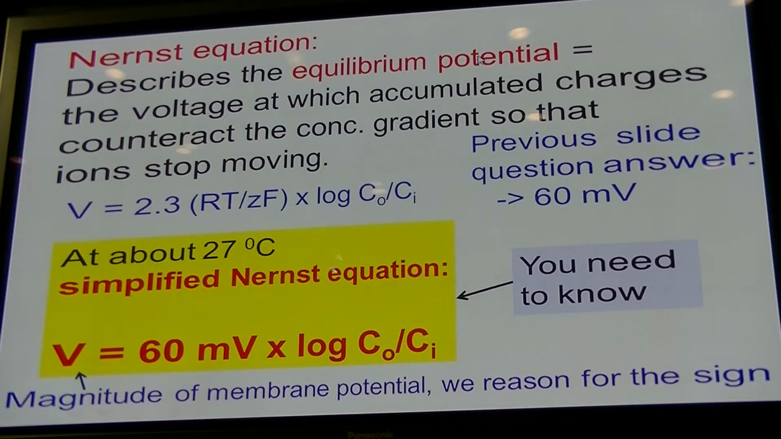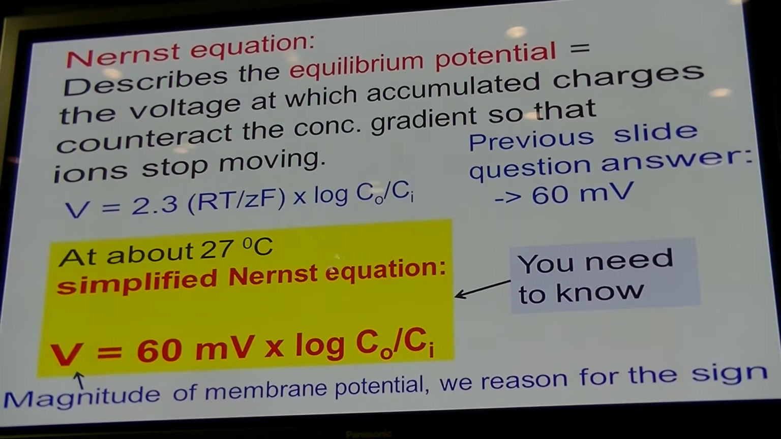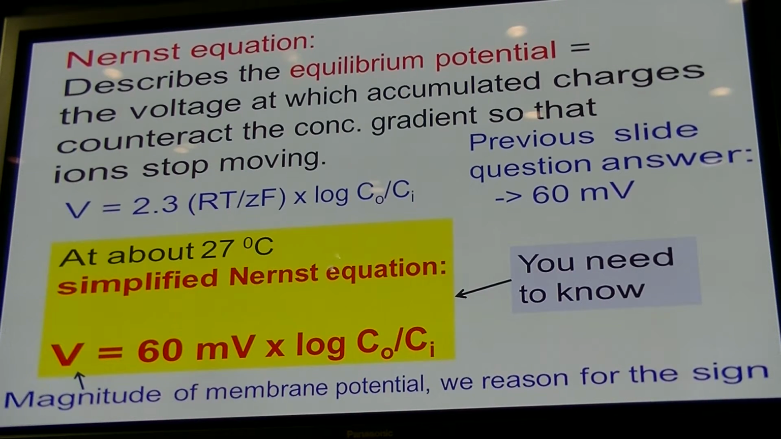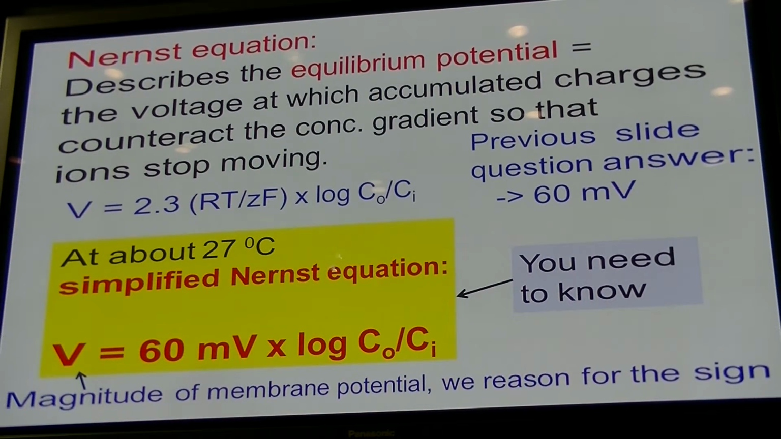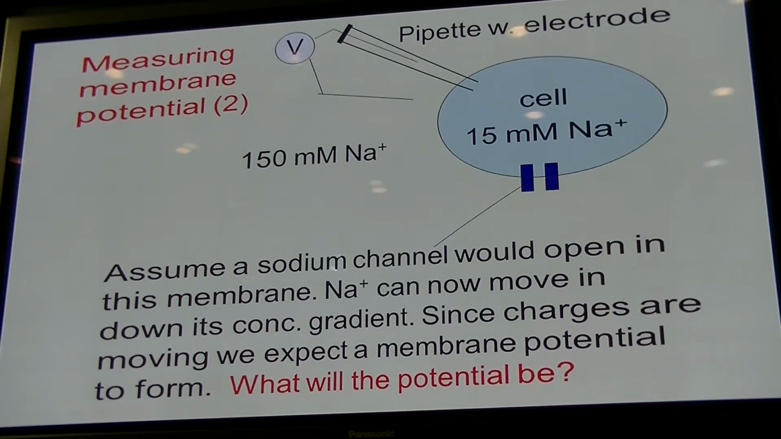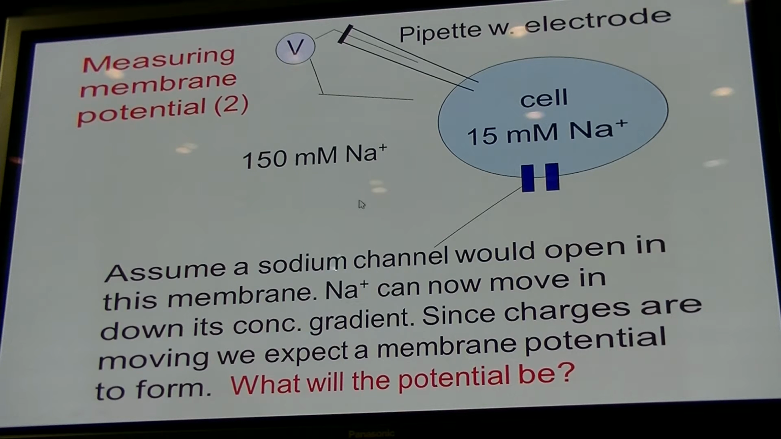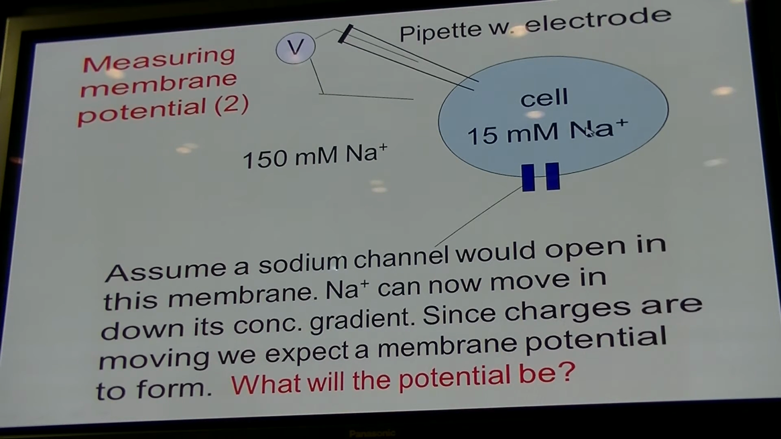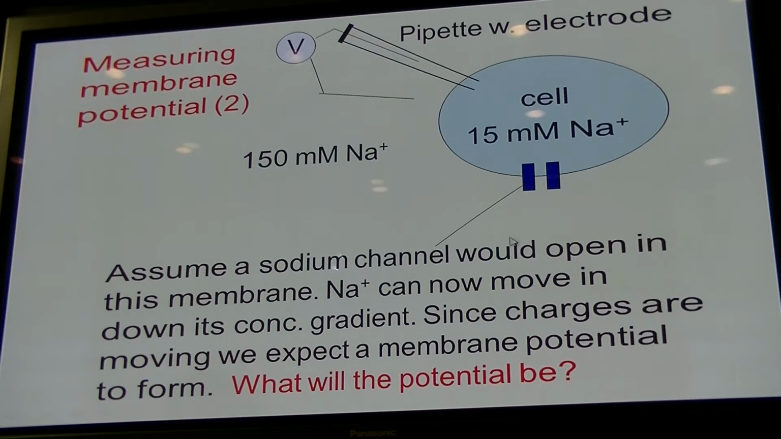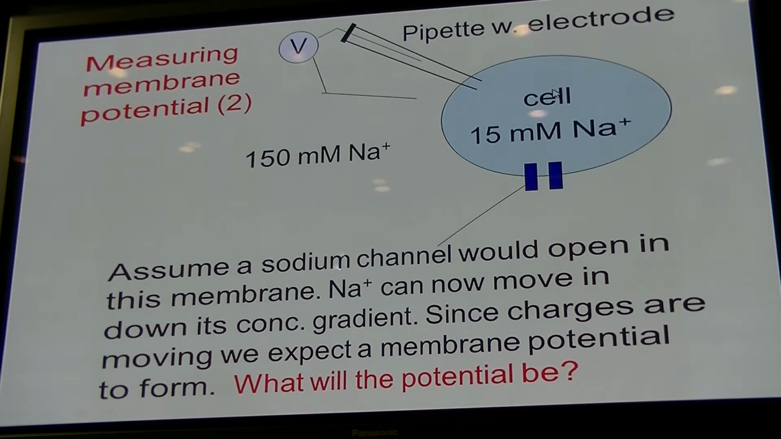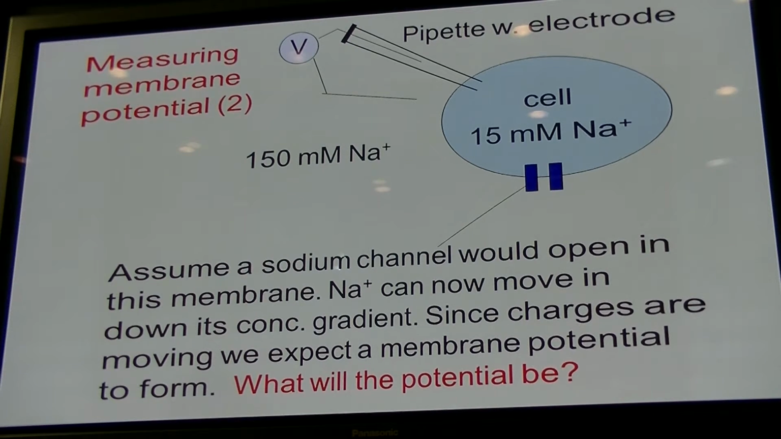What it describes is the point where the membrane potential is of such a magnitude that it counteracts the effect of concentration. Let's just go back to this system. So sodium would move in down its concentration, right? Initially we say we have no membrane potential. But as soon as sodium moves in, charges accumulate within this compartment. So it becomes positive in and negative out. At some point, there's a membrane potential which is so big that sodium no longer wants to move in.